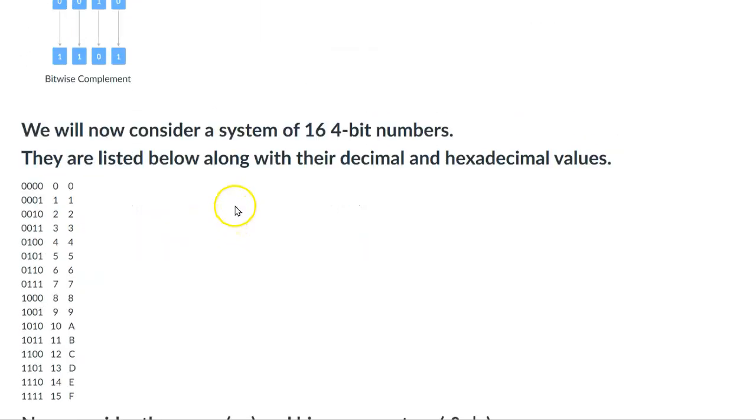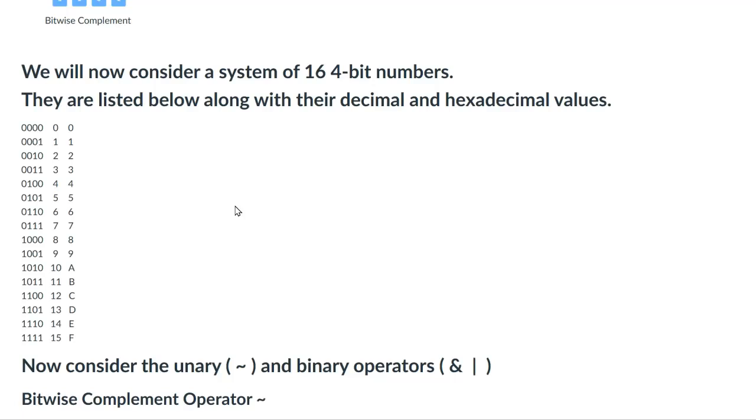And now we're going to consider the 16 different 4-bit numbers that we have right here, because you see we've denoted them by 0 or 1. And so here is the 4 bits, here's the decimal equivalent, and here is the hexadecimal equivalent. And in the hexadecimal equivalent, at 10 we go to A, then B, C, D, E, and F.